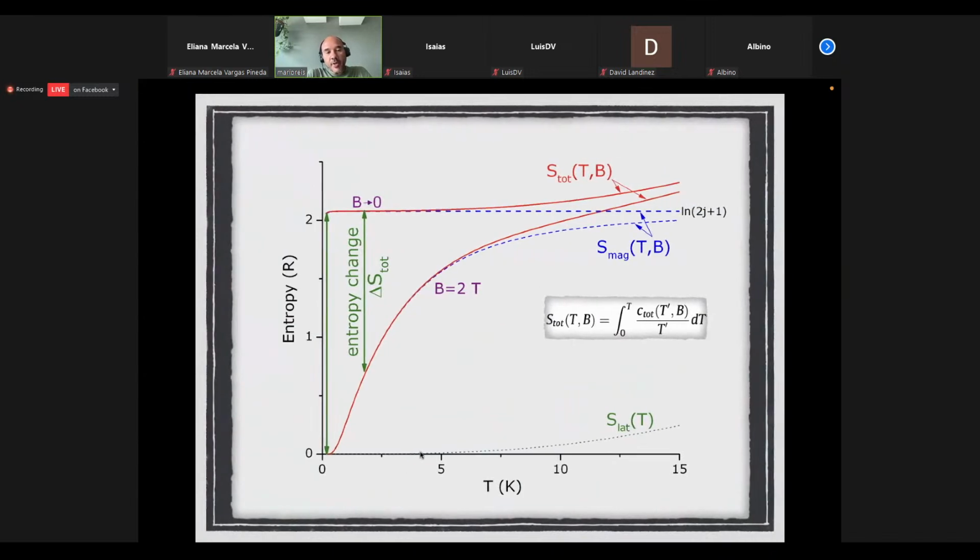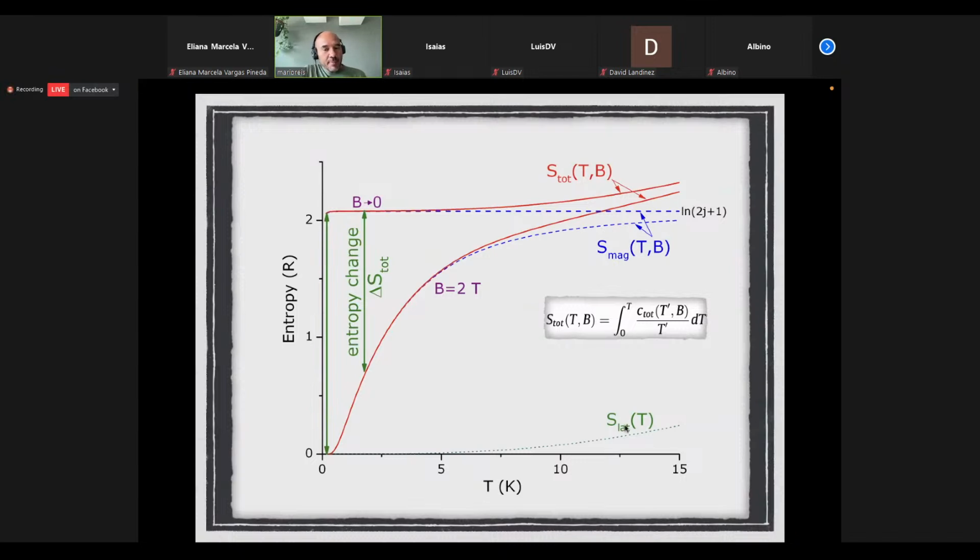This picture is very important to understand the next section of this talk. Here is the entropy as a function of temperature. These are the main contributions to the total entropy. Here in green is the lattice entropy. In blue, the magnetic or the spin entropy. And in red, the total entropy. The magnetic entropy, I mean the spin entropy, has two contributions.